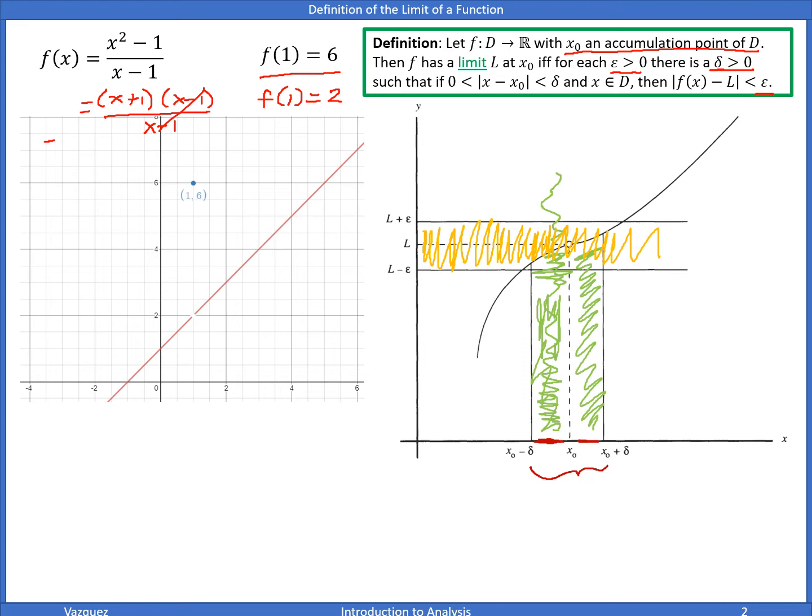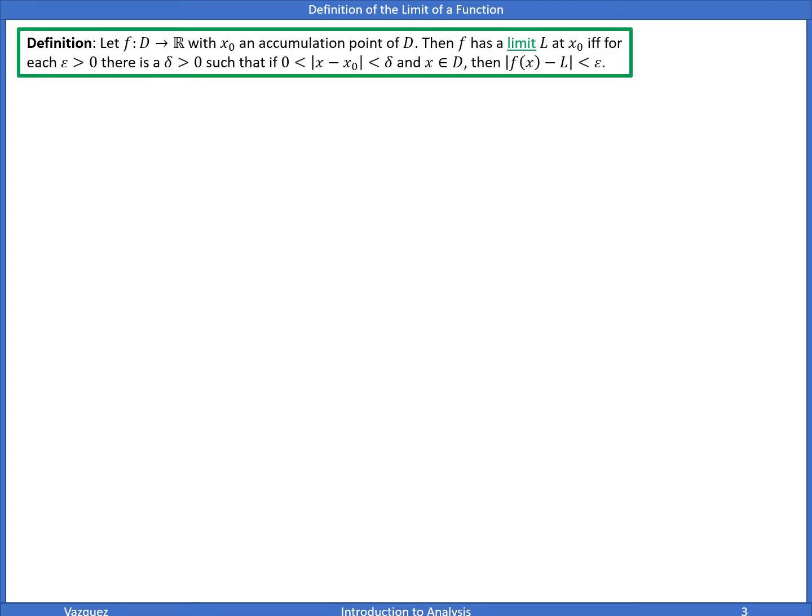So how do we prove, using this definition, that (x squared minus 1)/(x minus 1) does actually have a limit at x equals 1? Let's see. In these slides, because the definition of a limit is new, I will be putting it on each and every one so that it can remind us of the definition, so we don't have to go back to another slide.